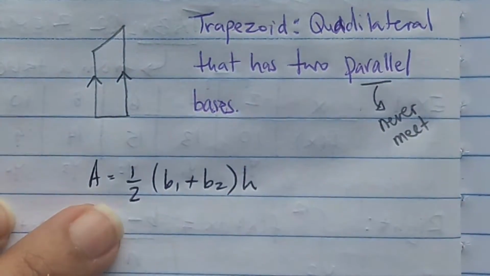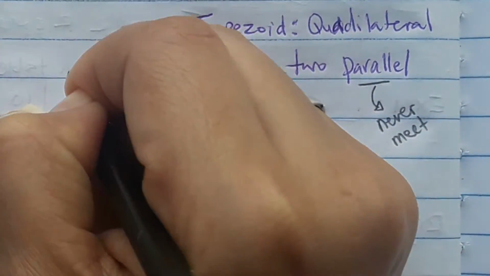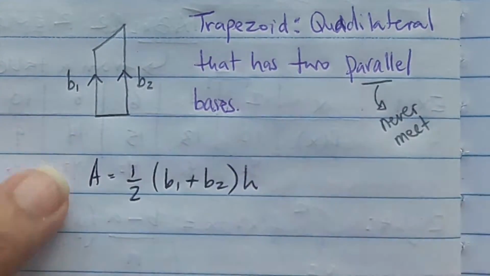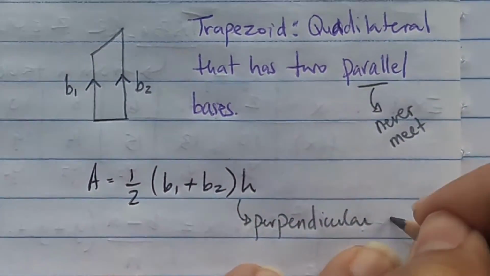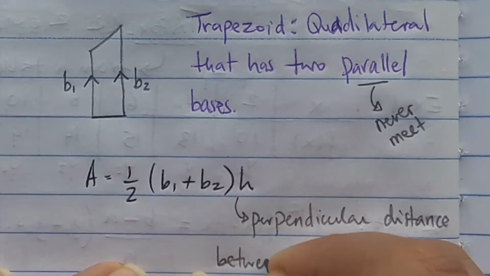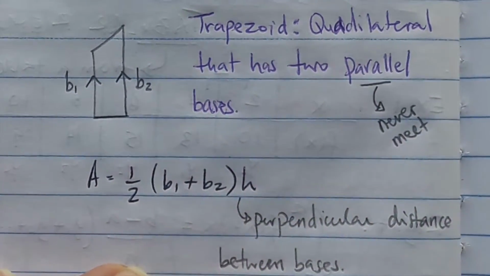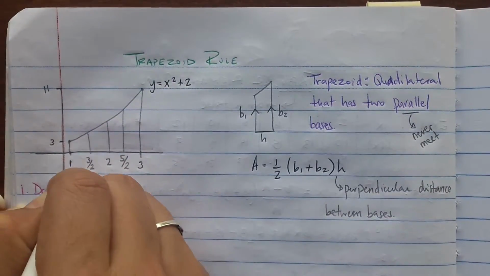So the area of a trapezoid is a half (b1 plus b2), which represents the 2 bases, times the height. So that's b1, b2, and the height is now what has been the base of our rectangles. But that is the height, and it's the perpendicular distance between the 2 bases. Okay, so just like a quick geometry refresher, because we're going to need it.